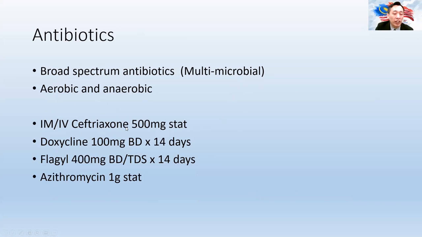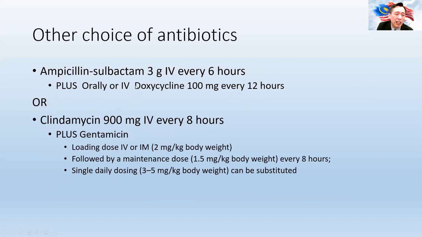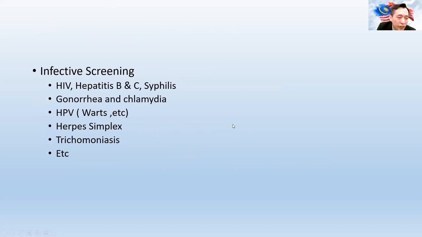Other choice of antibiotic, ampicillin sulbactam 6 hourly, but this is more hospital care. Clindamycin 900 mg IV TDS, gentamicin, but this is more of a hospital regime. Other than that, do an infective screening: HIV, hepatitis, syphilis, gonorrhea, chlamydia. Also, you can do HPV warts investigation. Other than that, herpes simplex and trichomoniasis.